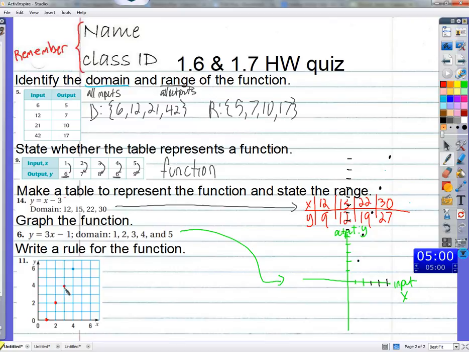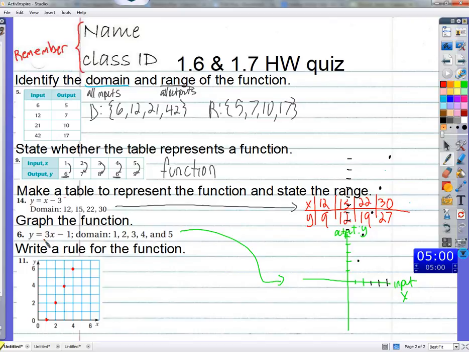So here we have the graph of a function, where we just took a rule and turned it into a graph. We're going to take this graph and turn it into a rule. The thing about this, it can be tricky at first to write rules for functions like this. And sometimes it takes a guess, a try, and see if it works. And if it doesn't, but it's close, you know, adjust it a little bit.